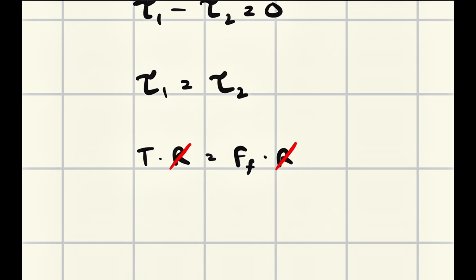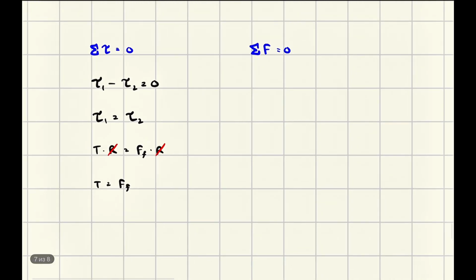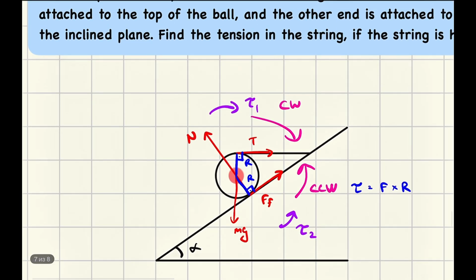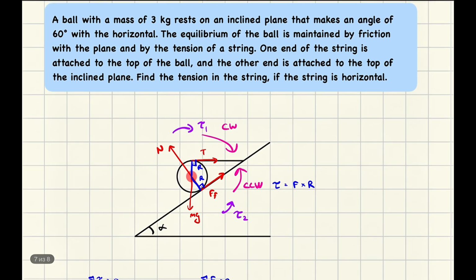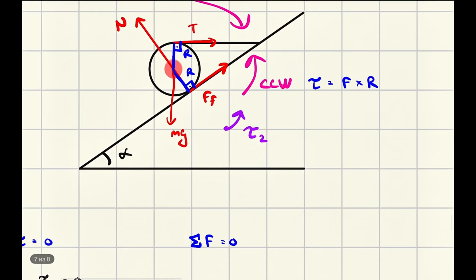And I can just take this away because both of them are equal to each other. So tension force equals friction force. Okay, that's good. However, it's not the end, because I'm not told anything about a friction force. I'm just told that we have a friction force, but we don't know its value. However, we need to know its value. Okay, so what do we have?